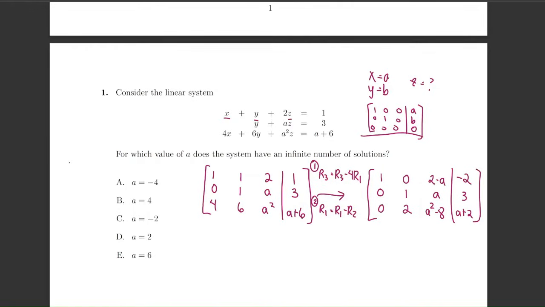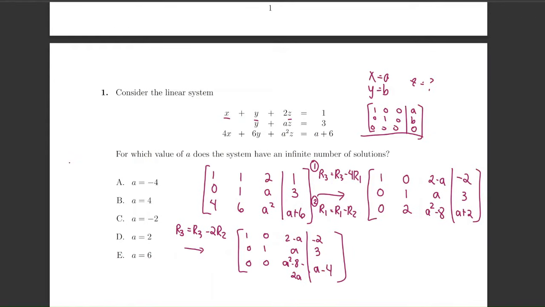Okay, and then I'm going to take the third row and subtract 2 times the second row from it. And that gives me, the first row stays the same, same with the second row. And the third row is 0, 0, a squared minus 8 minus 2a. And then a plus 2 minus 6, which is a minus 4.